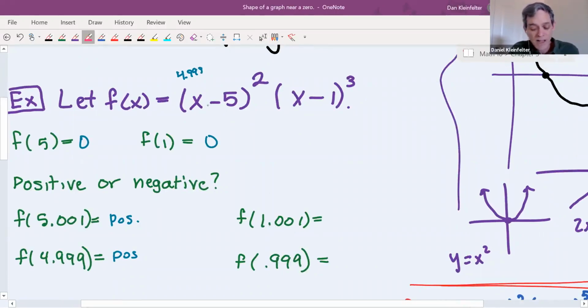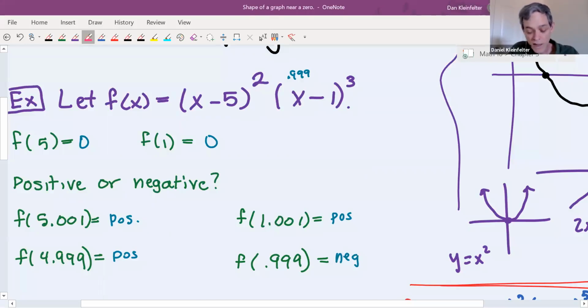1.001. Whatever I plug in for x, this first whole factor is going to be positive, right? Because we're squaring. For over here on the right side, we have 1.001 minus 1. That will be positive. A positive number raised to the third power is still positive. This will be positive. But now when you do 0.999 minus 1, that piece is negative. Now you have a positive times a negative, and so it will be negative.